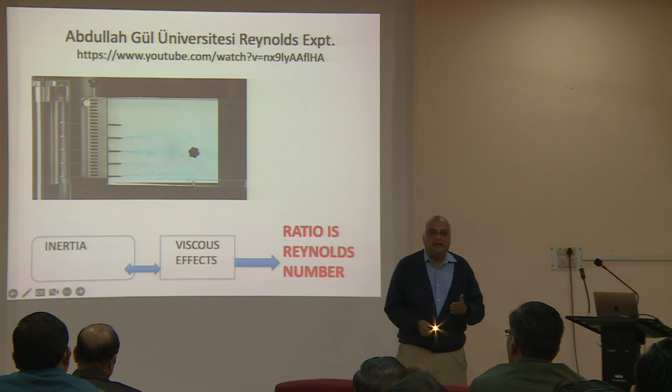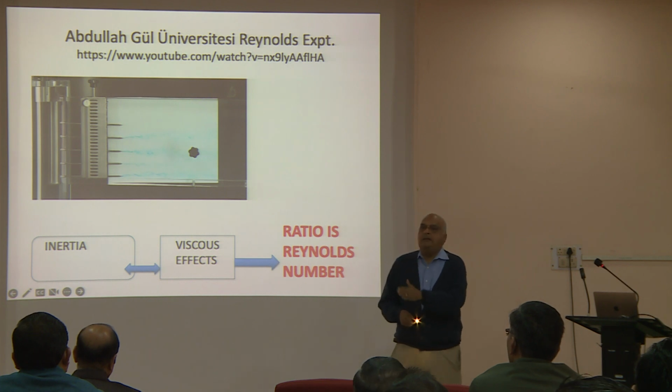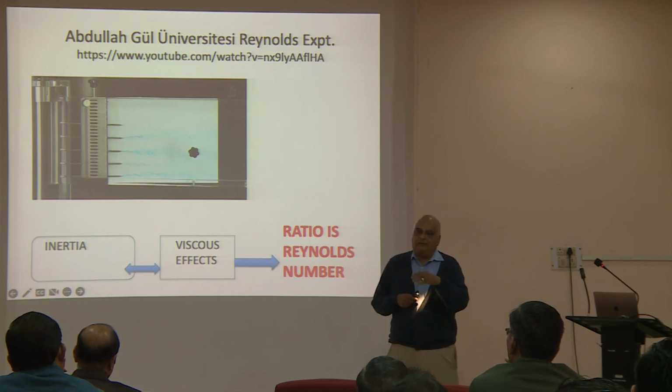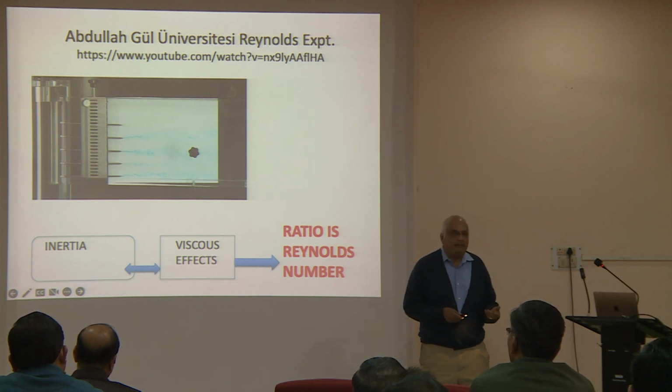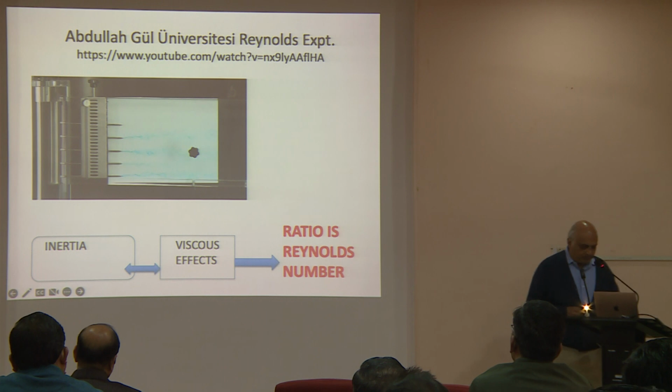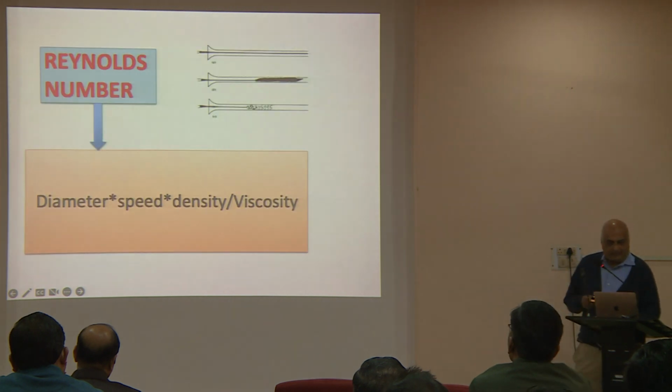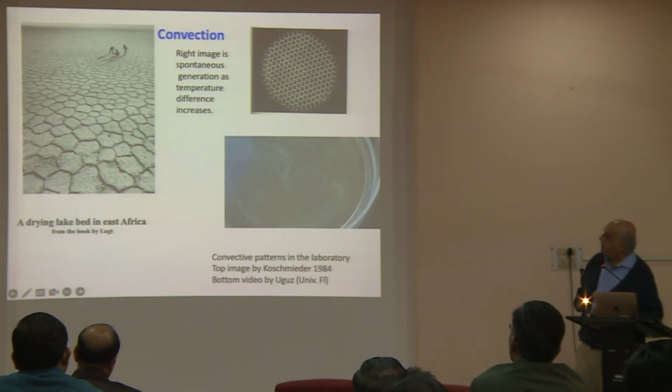And just like the catastrophe of the tsunami was the ratio of inertia to gravity, and that was the Froude number. So we have several like these. Now, I can dismiss it.